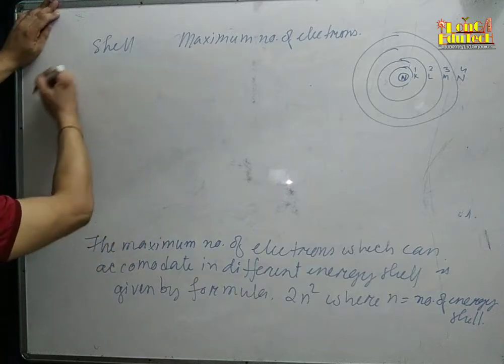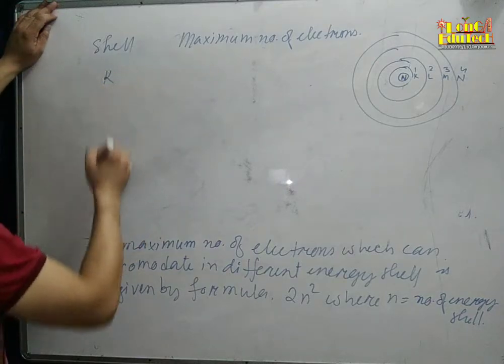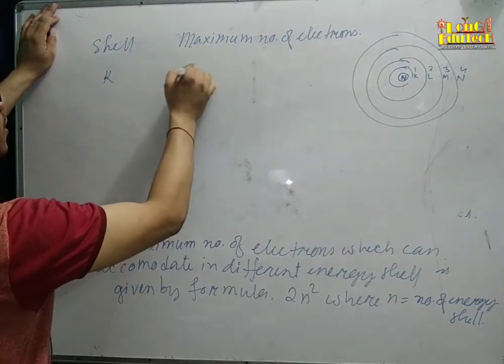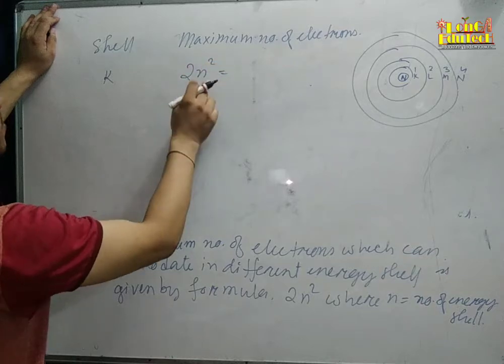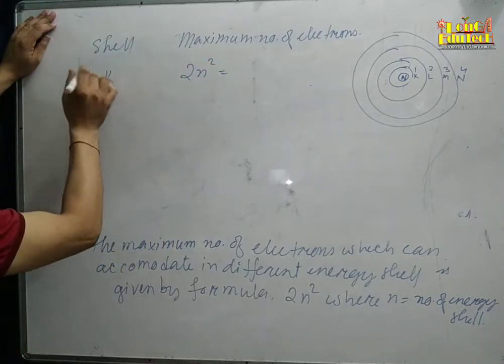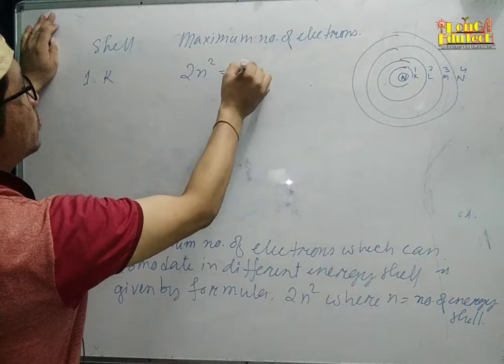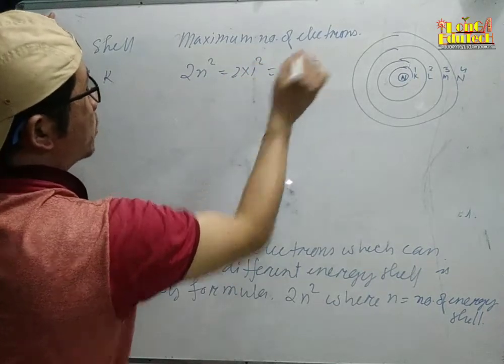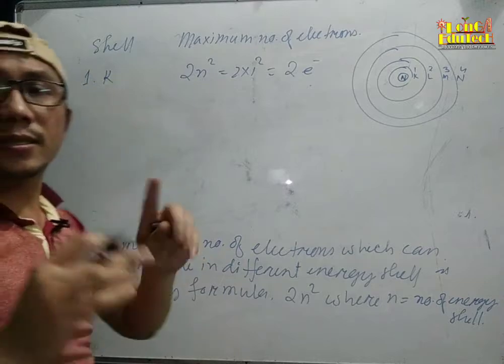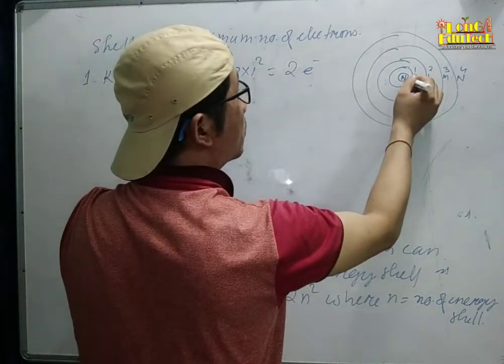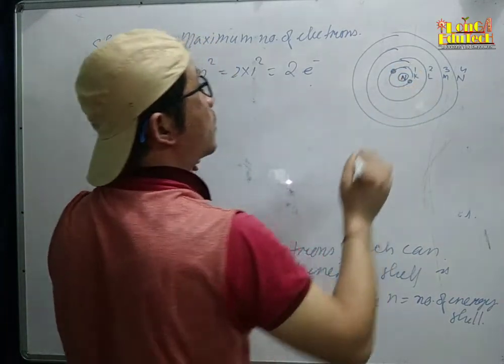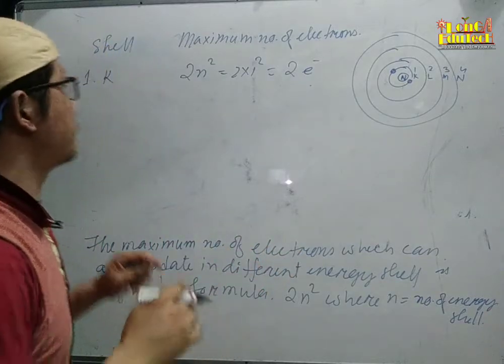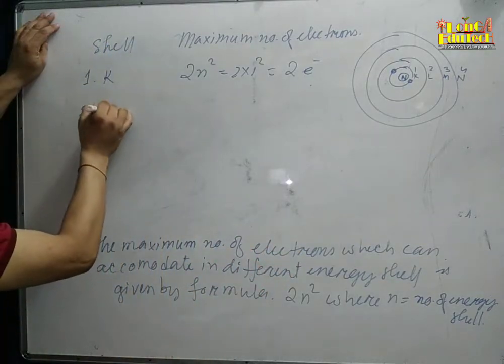The first cell is K, and we know the formula is 2n squared, where n is the number of the cell. This is the first cell, so 2 into 1 squared is 1, 1 into 2 is 2. So 2 electrons can be accommodated in the K cell, the first cell. That's fine. And the second cell is L.